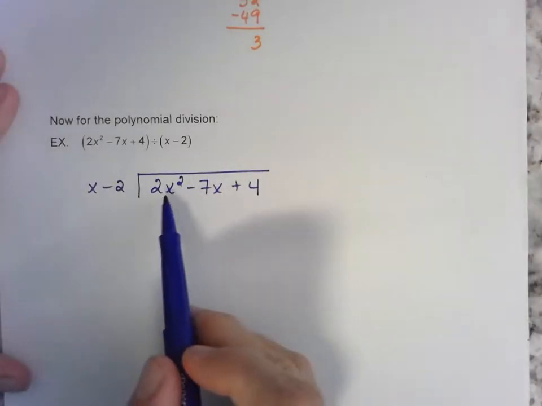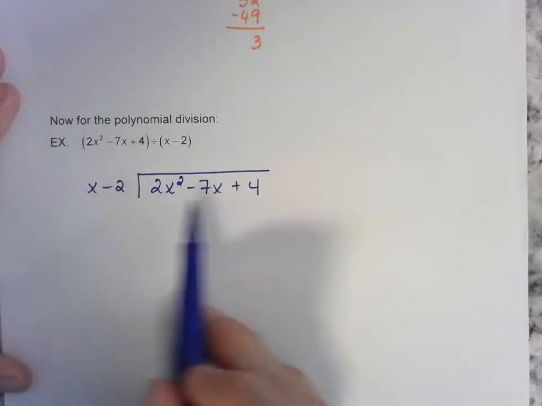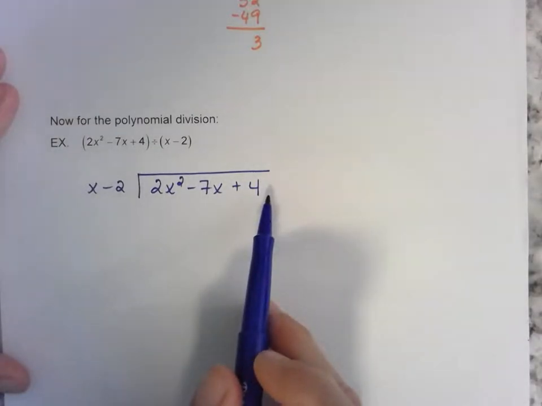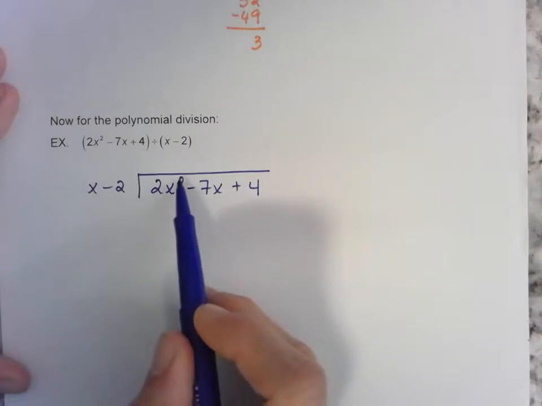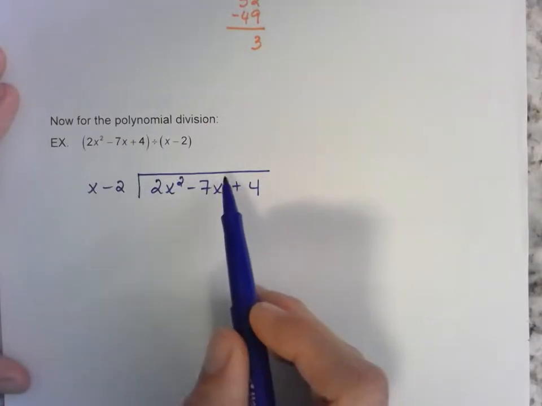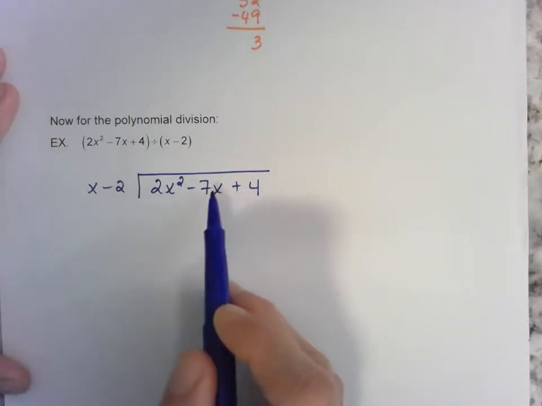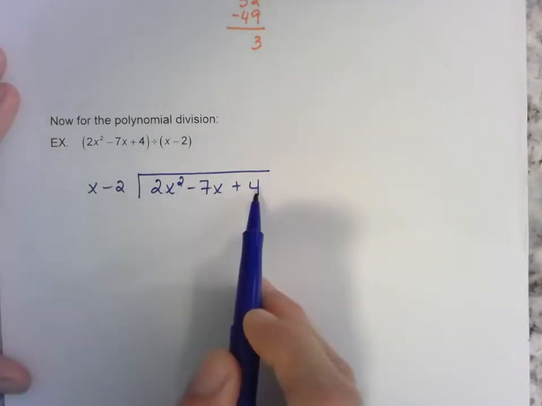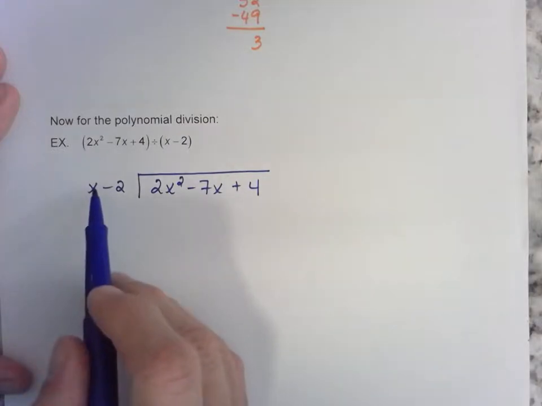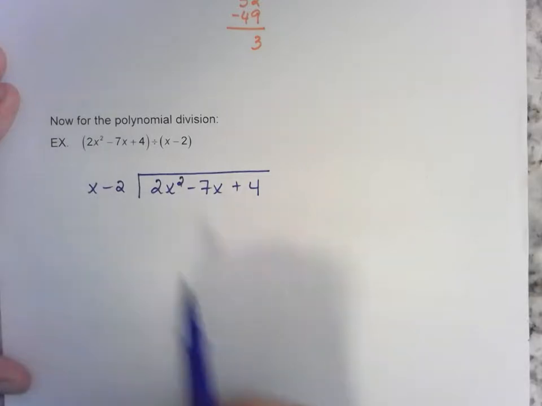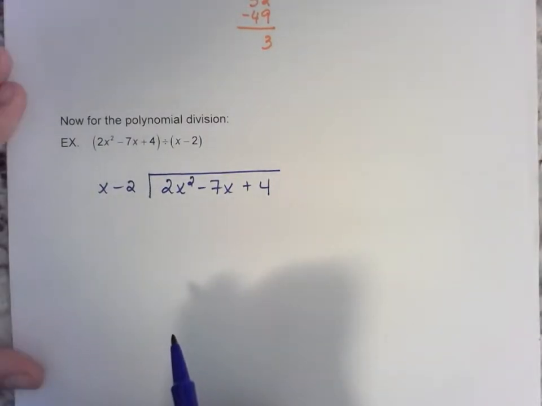If you happen to be missing any terms in either of these, you need to fill them in with zeros. What I mean is, look at the exponents. This exponent is 2, this exponent is 1, and this exponent is 0. So it goes 2, 1, 0. So we're not missing any terms here. And on the outside, this exponent is 1, and this exponent is 0. So we're also not missing any exponents here.